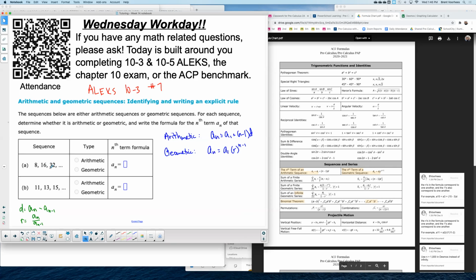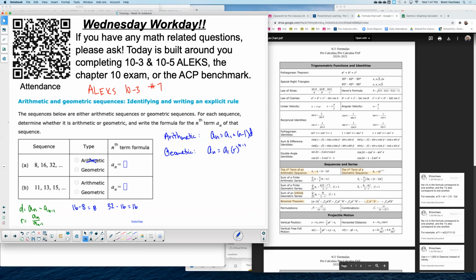So if we check here to see if part A was arithmetic, you would say, okay, what is 16 minus 8? Our answer there is 8. And what you would want to check is 32 minus 16. So I first did second term minus first term and got 8. Now I'm doing third term minus second term. This is 16. Since they do not match up, it's not arithmetic. This one's going to have to be geometric.